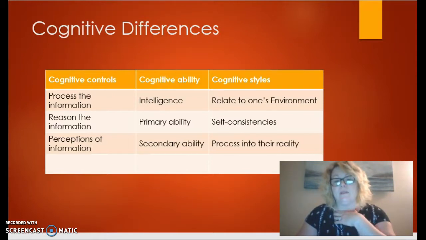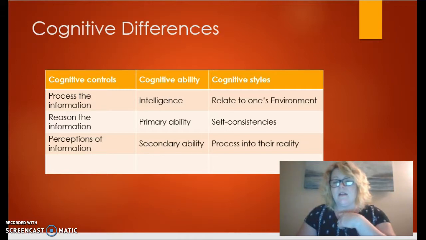With cognitive ability, it's what is your level of intelligence? And intelligence can be graded in many different ways, and we'll get more into that on the next slide. Your primary ability: primarily, what are you able to do? First and foremost, what is the ability that you have? And then what's the secondary ability to actually be able to apply that information?